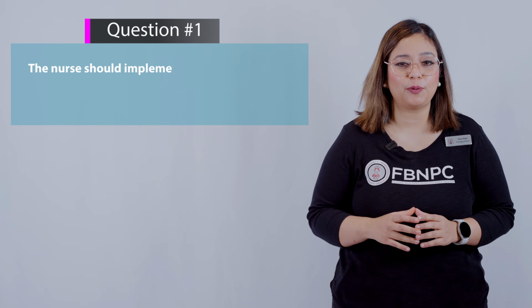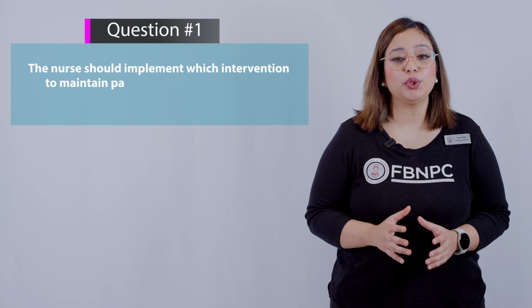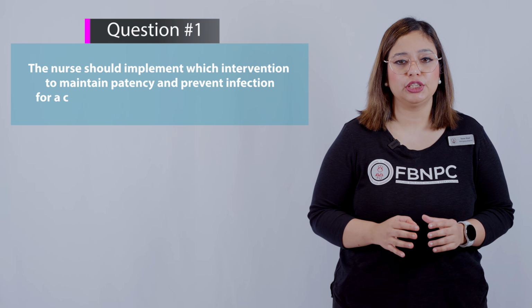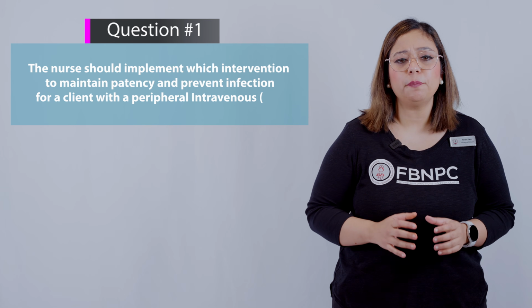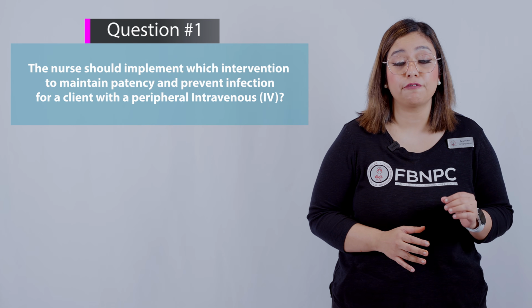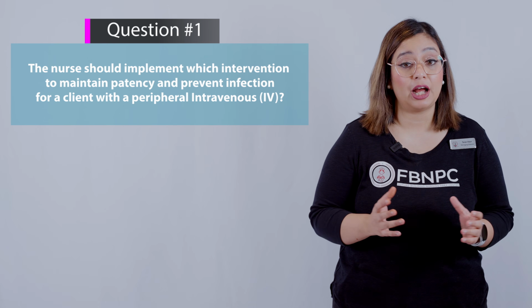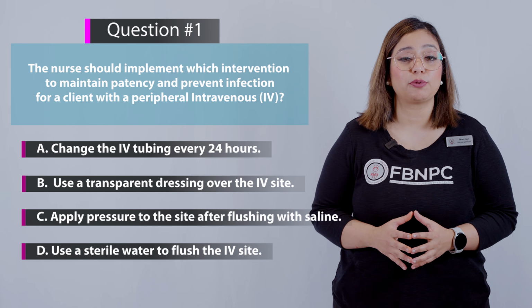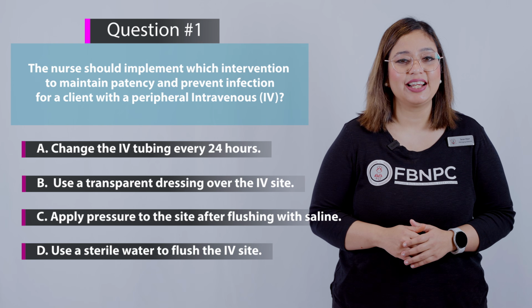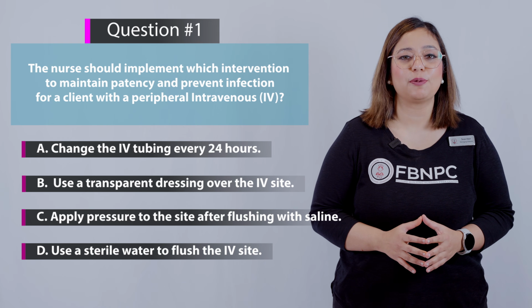Here is the first question on your screen. The nurse should implement which intervention to maintain patency and prevent infection for a client with a peripheral intravenous, which is peripheral IV? Here are your 4 options. Pause the screen and think for yourself which one is the answer before I discuss.